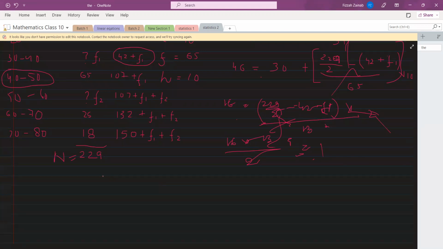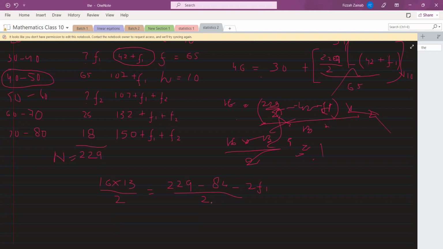So now you have 16 into 13 and then divided by 2 is equal to, right? So this side, I am also taking LCM, which is 2. So I get 229 and minus, so this 42 will be multiplied by 2. So 2 into 2, 4, 2 into 4, 8. So 84 minus 2F1. Is this clear, everyone?